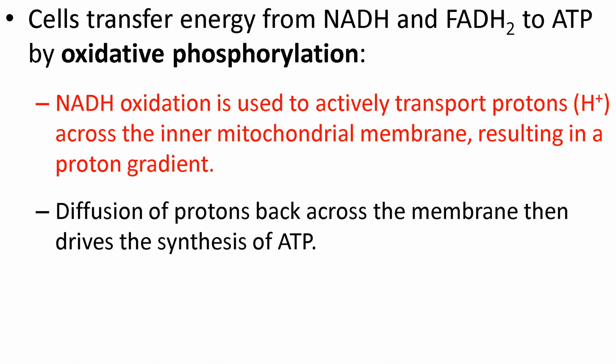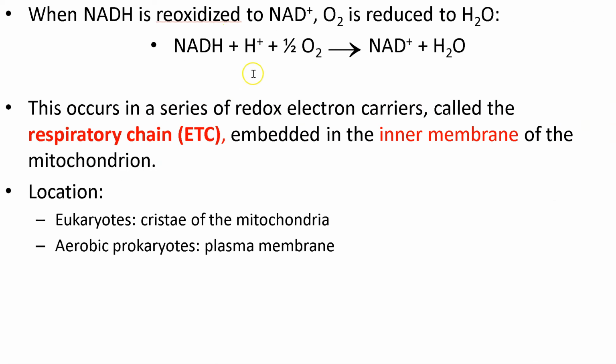Oxidative phosphorylation, NADH oxidation, oil rig, is used to actively transport protons across the intermitochondrial membrane, resulting in a proton gradient. Again, we're building a proton dam. Diffusion of protons back across the membrane drives the synthesis of ATP. Okay, so here's kind of the reaction.